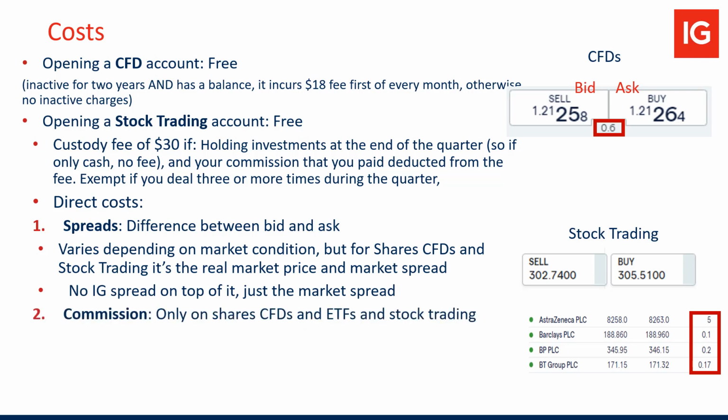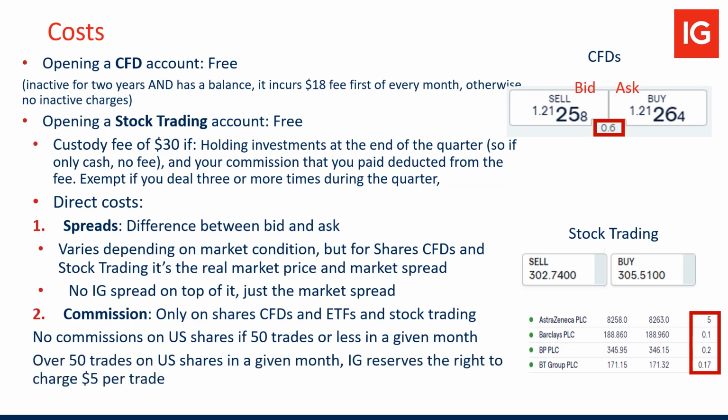So how exactly does IG make its money? Well, that comes on commissions, and only on share CFDs and ETFs and stock trading. Now there are no commissions, and we're talking on stock trading, on physical shares, no commissions on US shares if you've done 50 trades or less in a given month. Over 50 trades of US shares in a given month, IG does reserve the right to charge $5 per trade. I will go through that with the timeline as well.